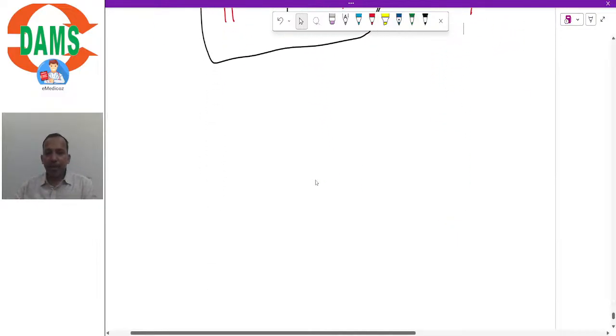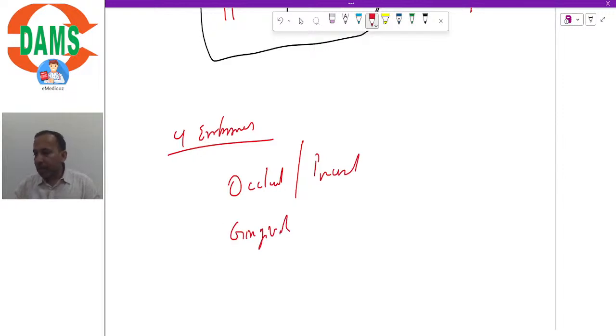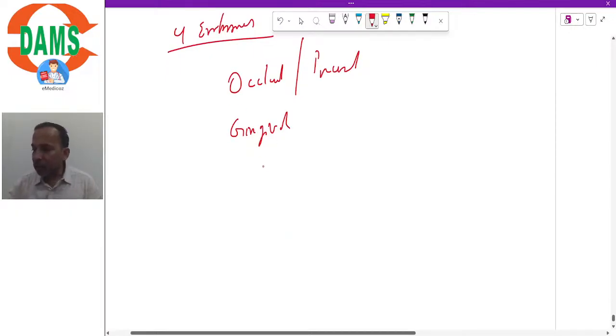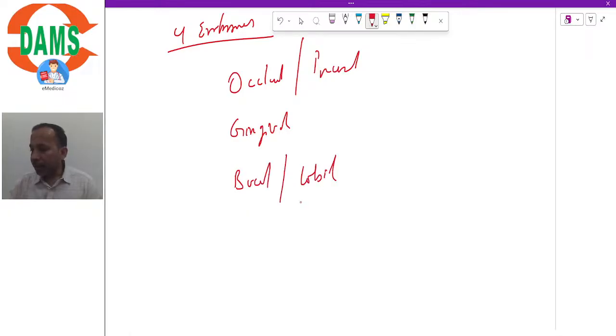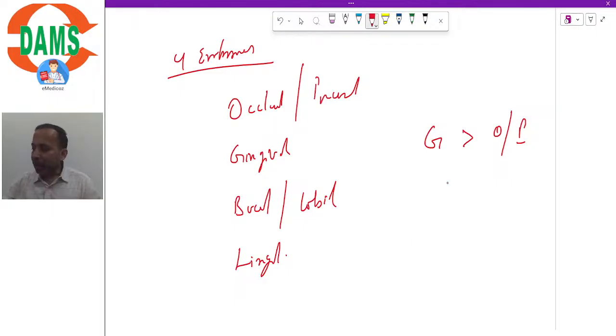Embrasures. Usually there are 4 embrasures, right? Occlusal or incisal, then there is gingival, then there is buccal or labial, and fourth one is lingual. So whenever you compare these, always remember that the gingival embrasure is larger than the occlusal or incisal embrasure, and the lingual embrasure is usually larger than the buccal embrasure or the facial embrasure.